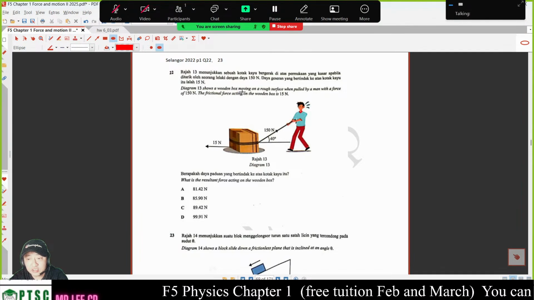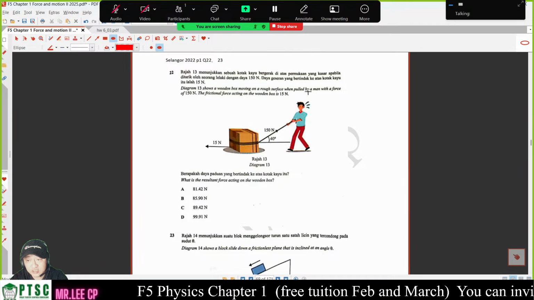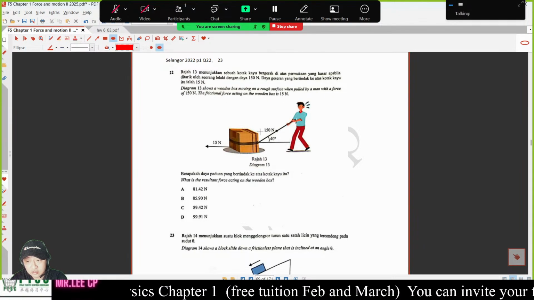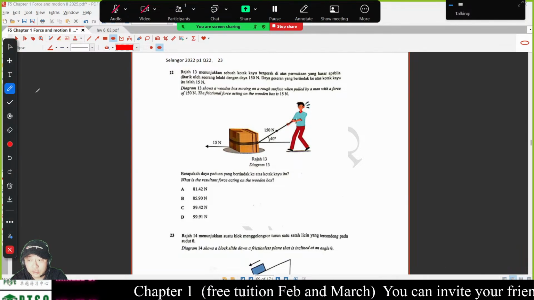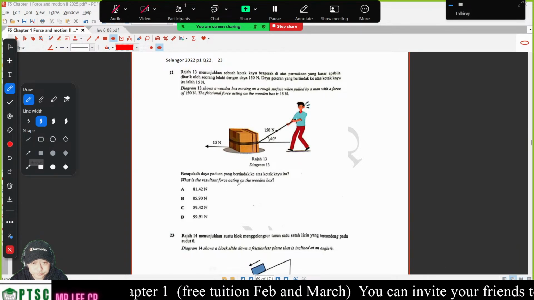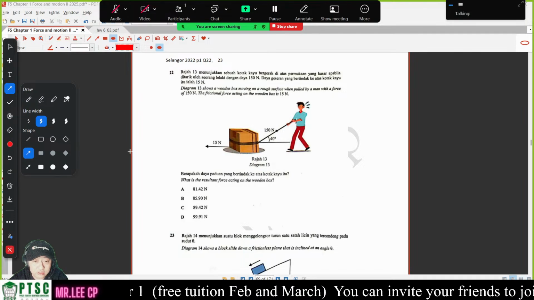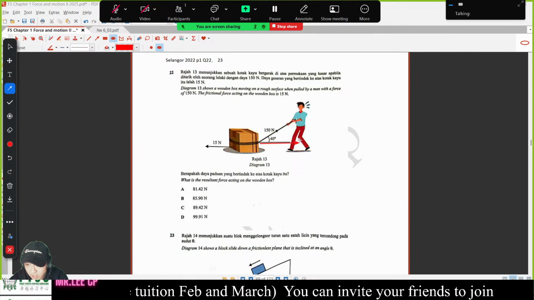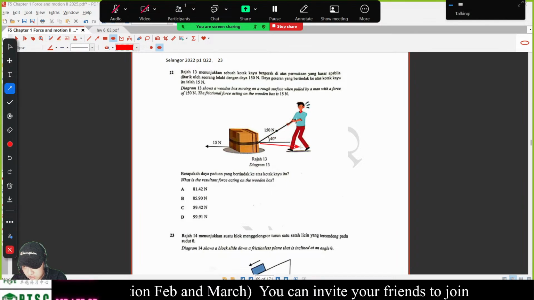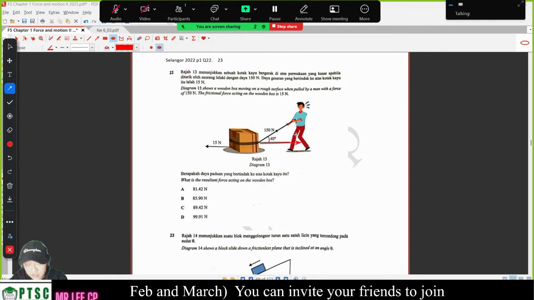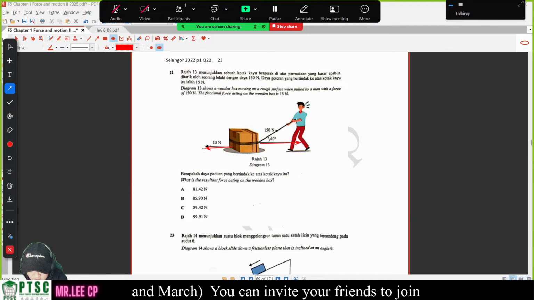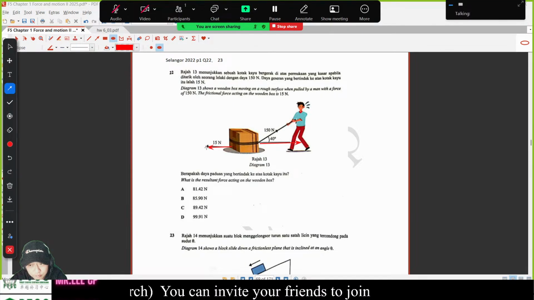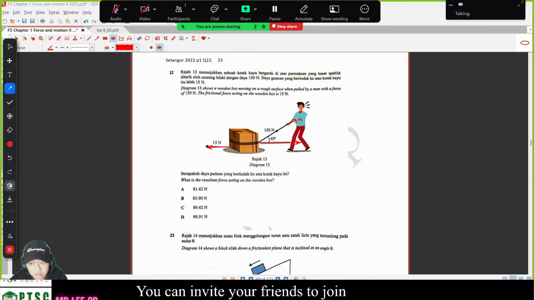diagram 13 shows a wooden box moving on a rough surface when pulled with a force of 150 Newton. The frictional force is 15. They label everything for you already. What is the resultant force? 150 is pulling here. I bring it here, touching or not touching 40? Touching, then I use cos. This is the force that stops the box moving forward. So this is the frictional force.